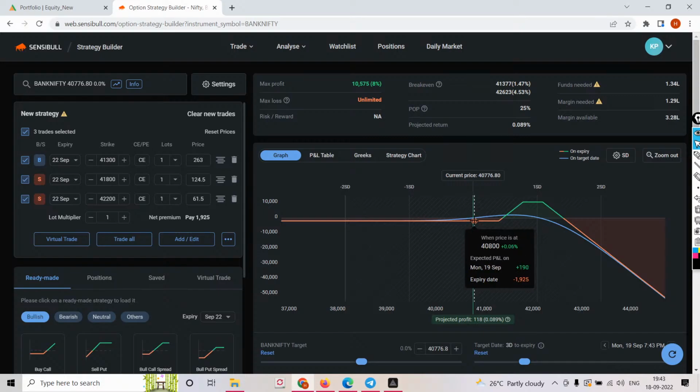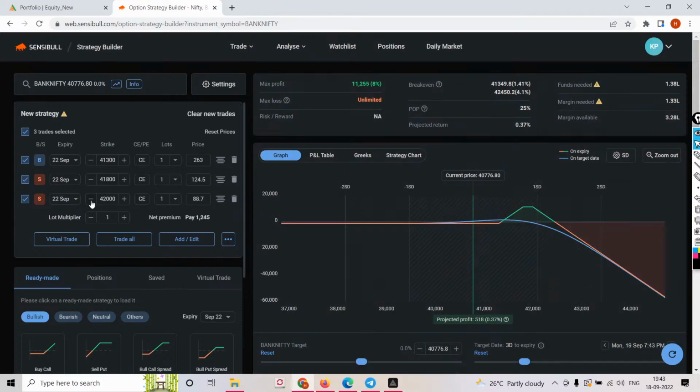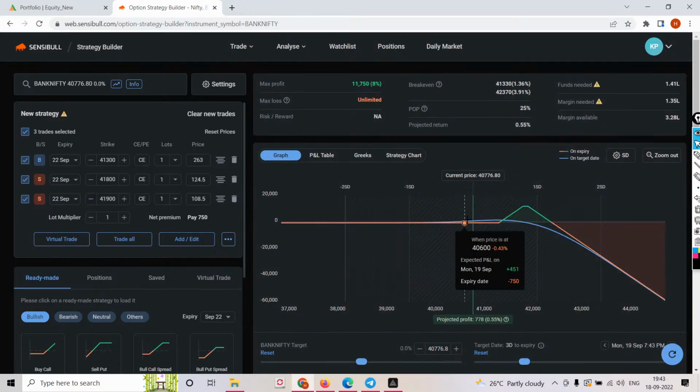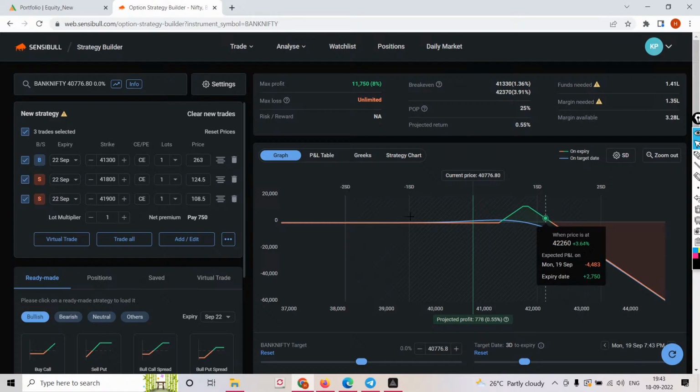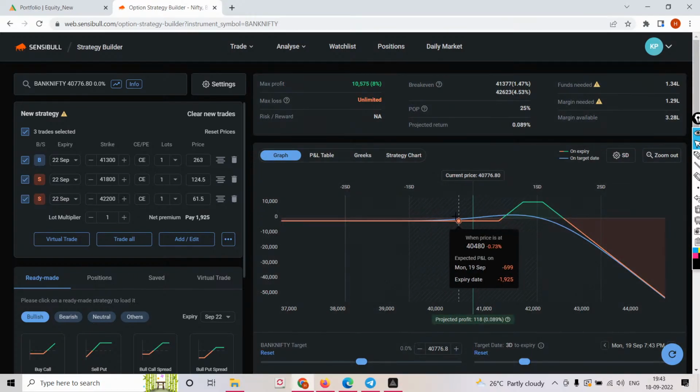The moment you add some loss here, you get more safety. Let me show you. I'll try to go inside. Though my loss is less now, 1245, my range will decrease. Even if I go one strike, 100 points inside, my loss has reduced to 750, but my range has also reduced. But that is the threat of my ratio spread. For that reason, I keep my loss intentionally at 2000.